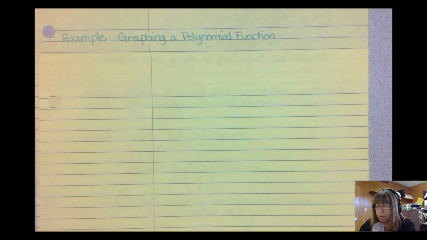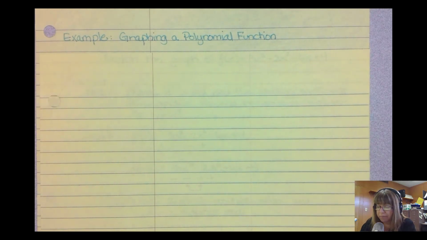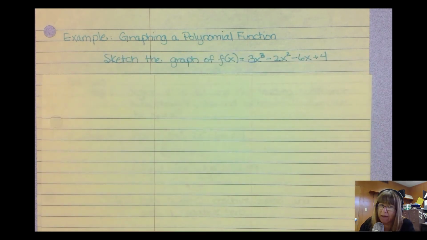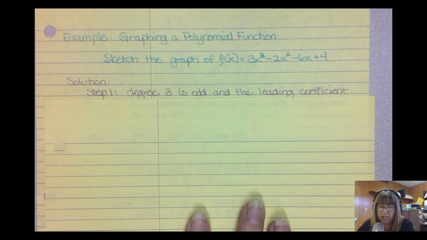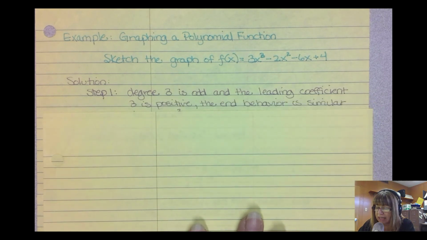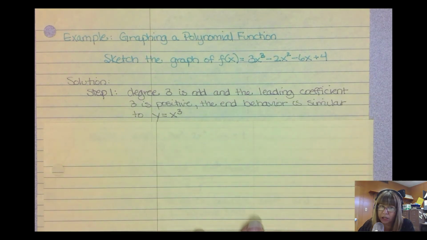So let's take an example of actually graphing our polynomial function. And finding all of the zeros is going to help out a lot in terms of graphing. Let's sketch the graph where f of x equals 3x cubed minus 2x squared minus 6x plus 4. Okay, here we go. Step 1, let's find all the zeros. So let's look at the degree. The degree is 3. It has a leading coefficient, the 3 is positive, and the end behavior is similar to x cubed.